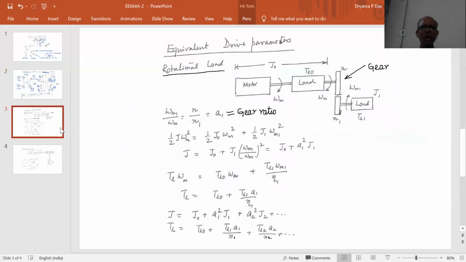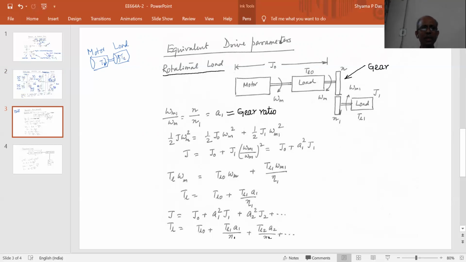Now let us see what happens. You see that we have a motor and we have a load. This is the basic requirement: the motor is connected to a load. And the motor torque is opposing the load torque. If this is the motor torque, the load torque is in the opposite direction.